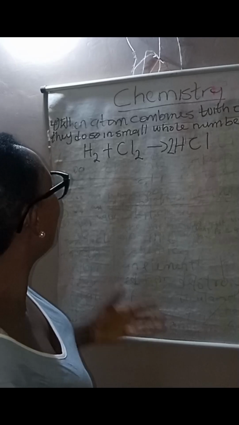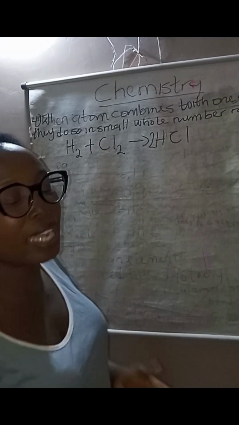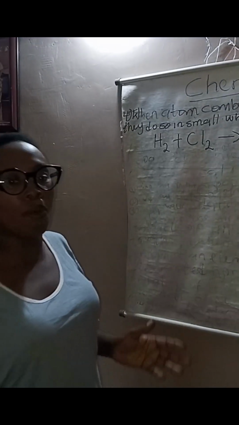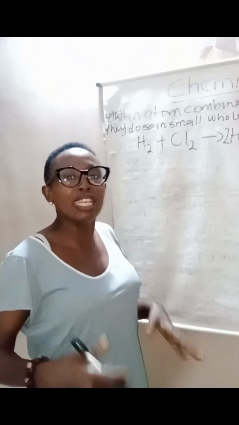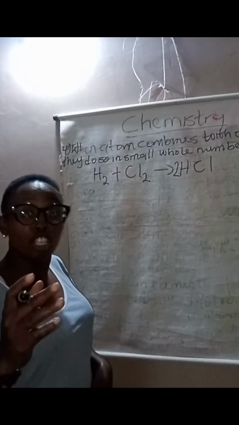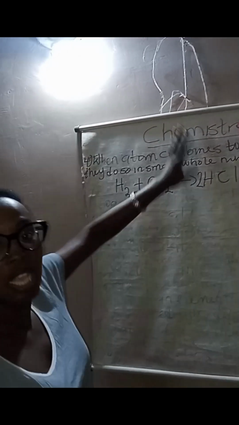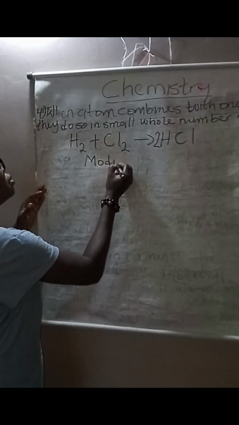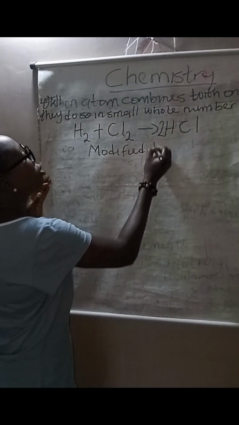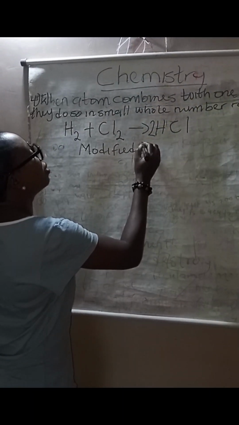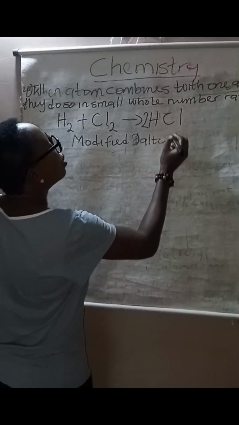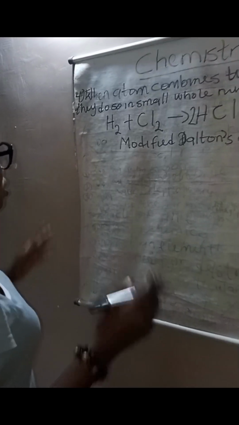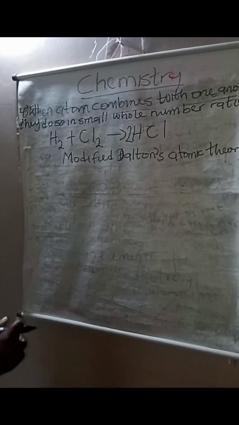Now, Dalton moved forward. He did more research. He discovered that all this theory will no longer work. He modified his theory. He added another theory to support the one he had before. Now, we call this one modified Dalton's theory.